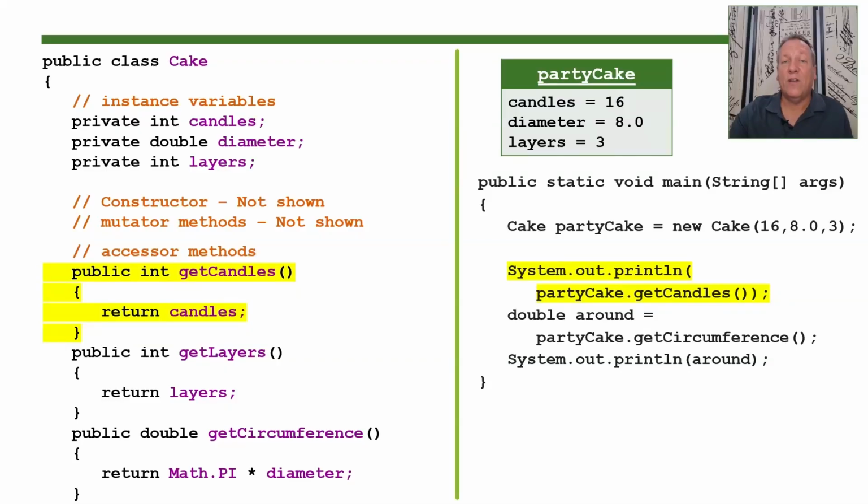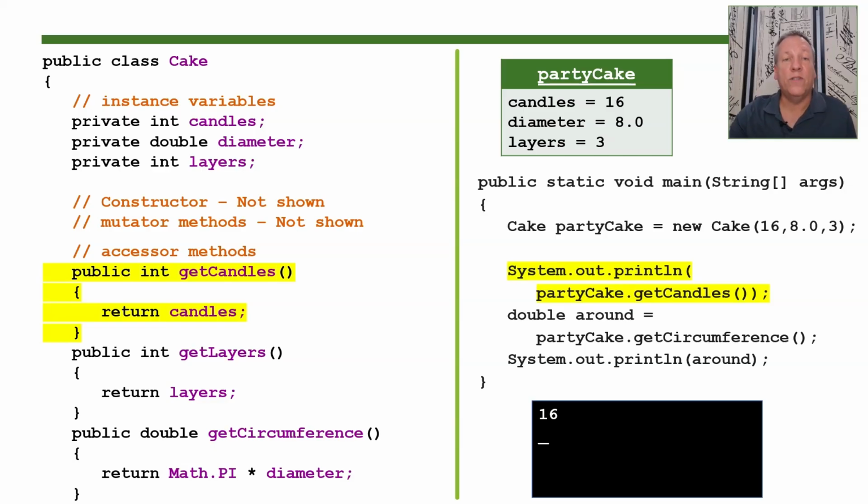This calls the getCandles method of our cake class, which will return the candles instance variable of our partyCake object. The value gets returned directly to the place where the method was invoked, which was our print line statement. So 16 is printed on the screen.